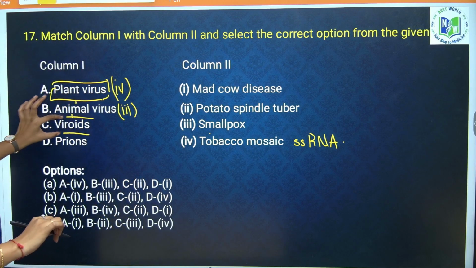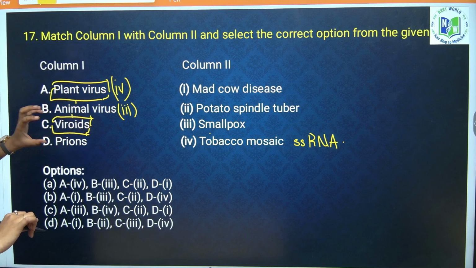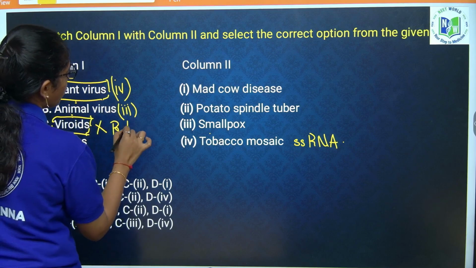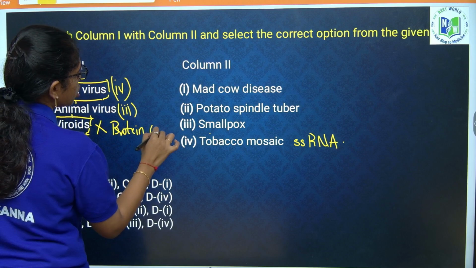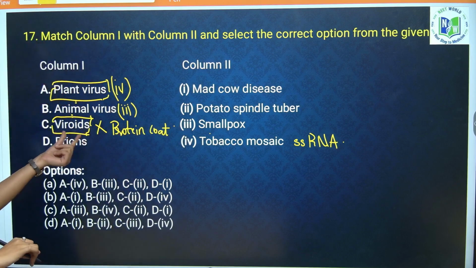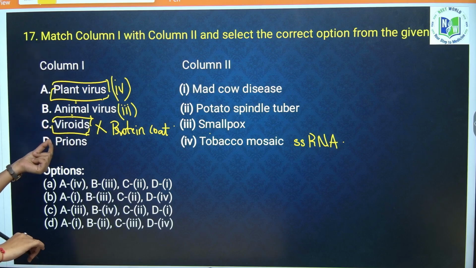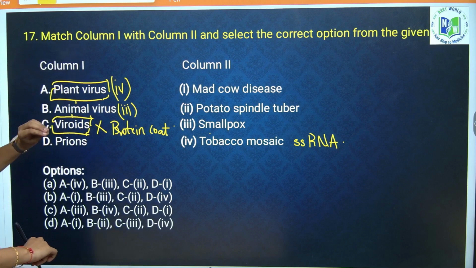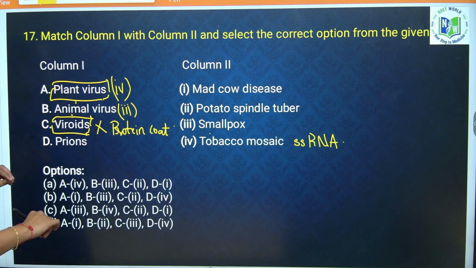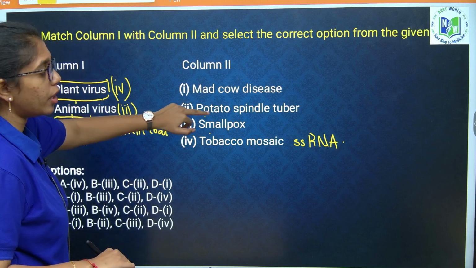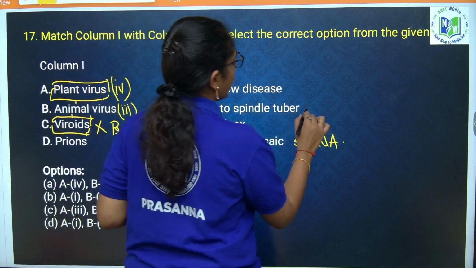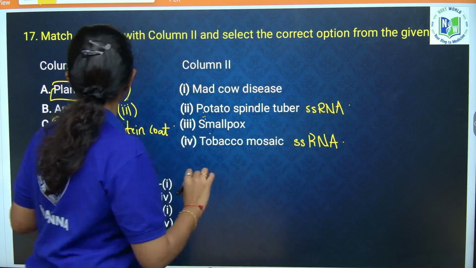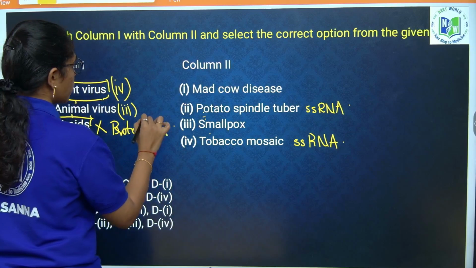Clear? Next, viroids. Viroids are nothing but viruses without protein coat. No protein coat. Virus with their coats off. They just have the genetic material and their molecular weight is less when compared to virus. For example, potato spindle tuber disease. They also contain single stranded RNA. Clear? So viroid is option 2.